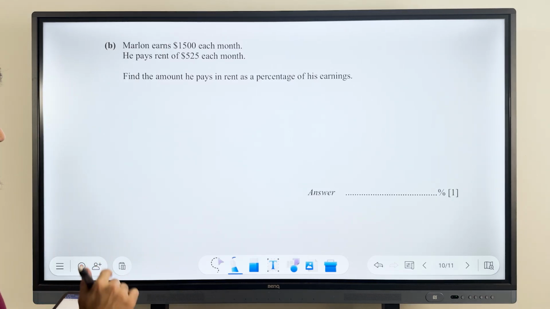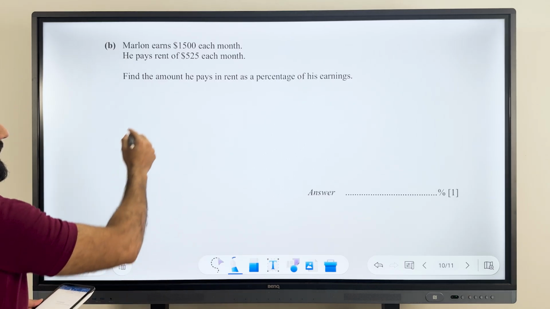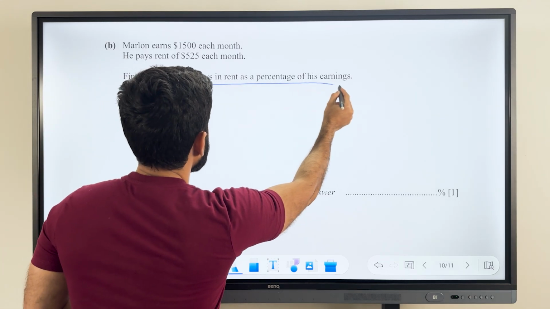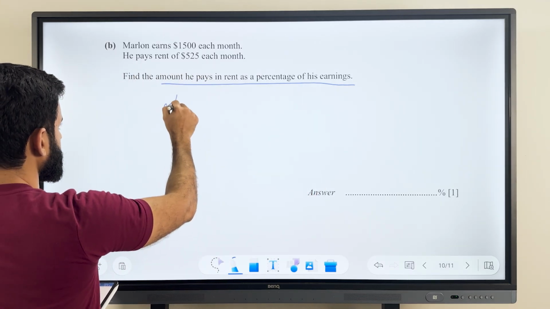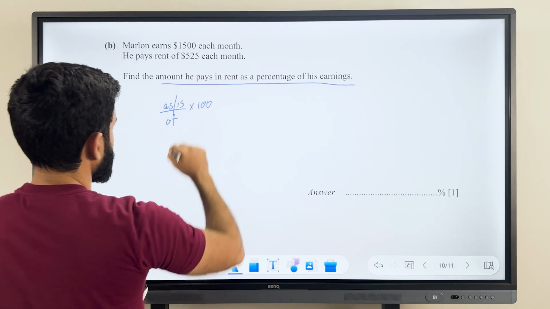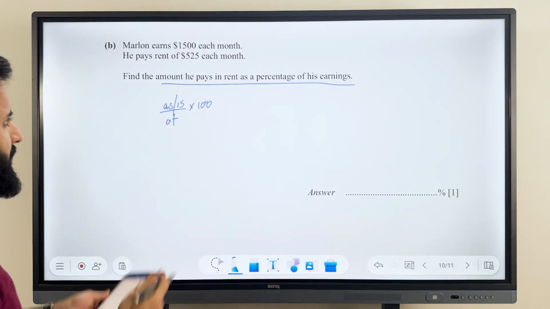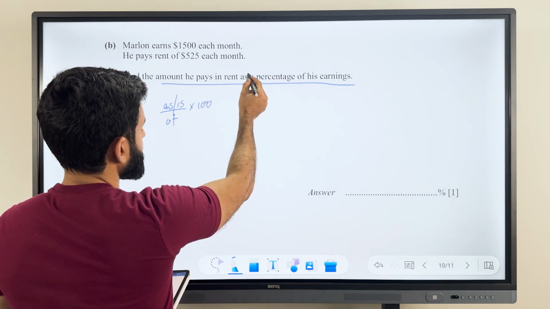Marlon earns $1,500 each month. He pays rent of $525 each month. Find the amount he pays in rent as a percentage of his earnings. So for this, there's a formula, which is as/is upon of multiplied by 100. Now, this basically helps you in placing the values. It says find out the amount that he pays in rent as.